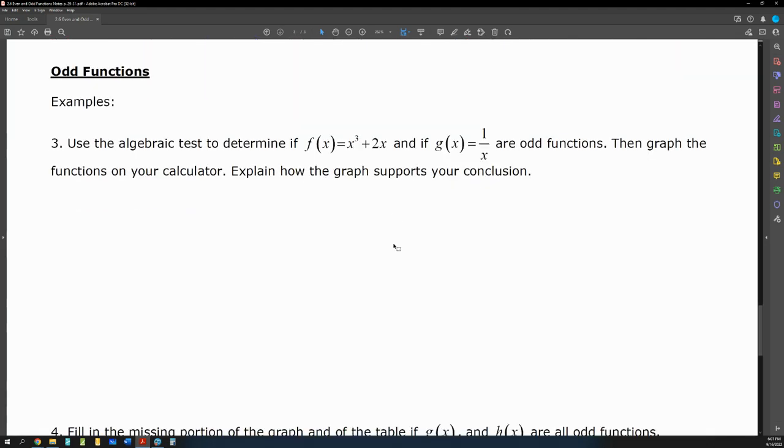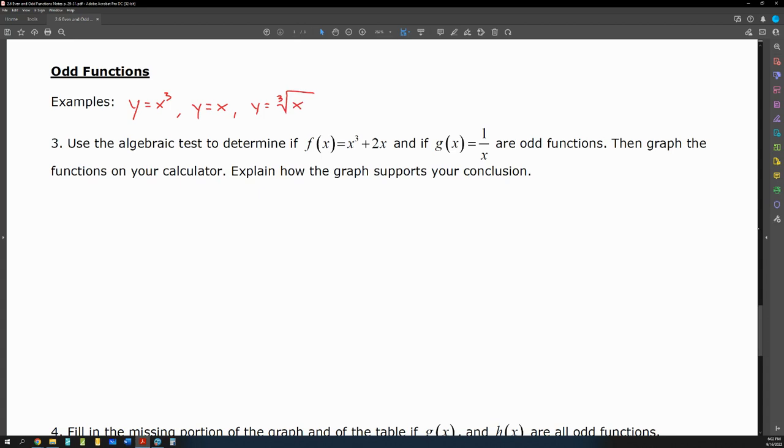Now let's talk about odd functions. We'll start with some examples. Some examples of odd functions are y equals x cubed, y equals x is an odd function, and even y equals the cube root of x. Those are all odd functions.